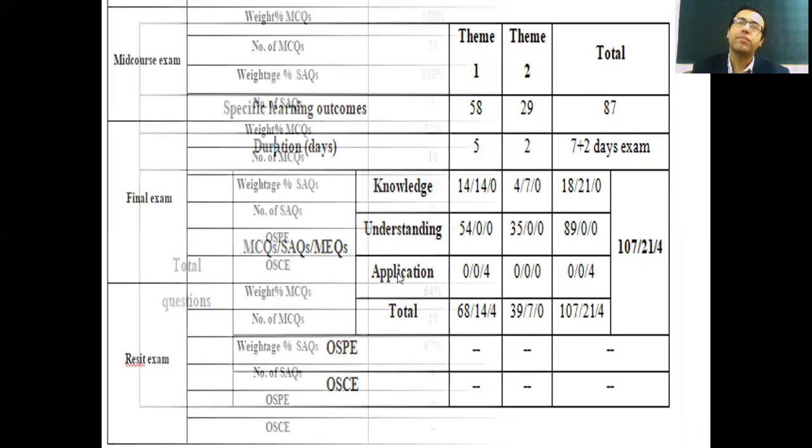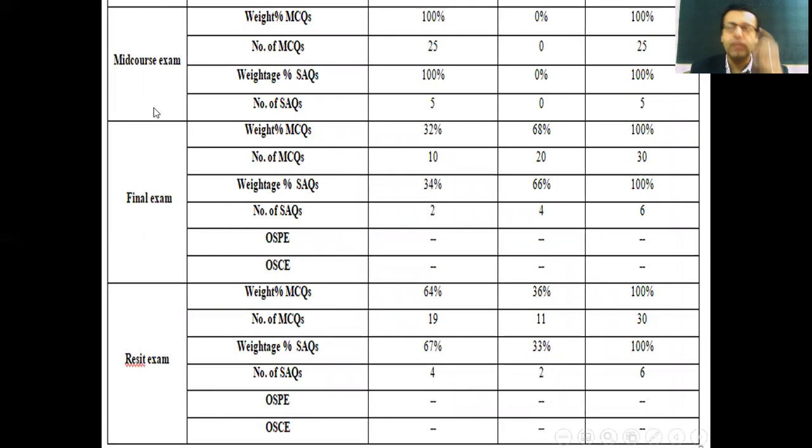Okay, then in the blueprint you have this collective final table in the mid-course exam. For example, theme 1 and theme 2. In the mid-course, all of it will be regarding theme 1 only. So the weight of MCQ is 100%, number of MCQs 25, but in theme 2 the weight of MCQ is 0%, number of MCQs 0. So total number of MCQs 25.